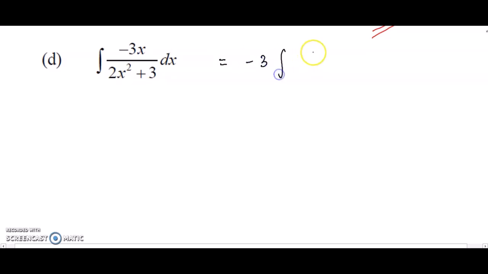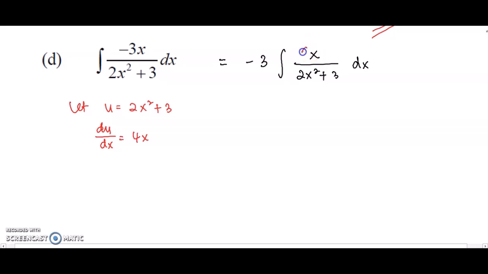For this question, we need to use the substitution method. There is no way for us to use a formula. Let's take out the negative 3. We have x on top, 2x squared plus 3 at the denominator. Let u equal to the denominator, 2x squared plus 3. Then you have your du dx as 4x. You can see that the x and dx here, we need to find the x dx in terms of du. You bring up the dx, you have x dx. Meaning that this can be replaced by du over 4.